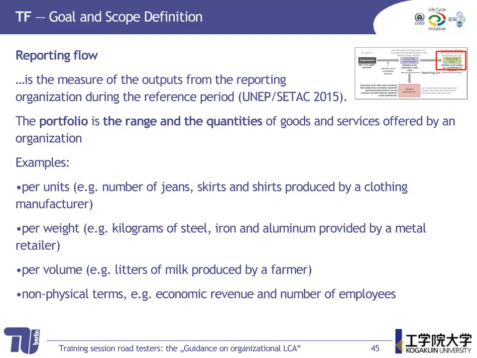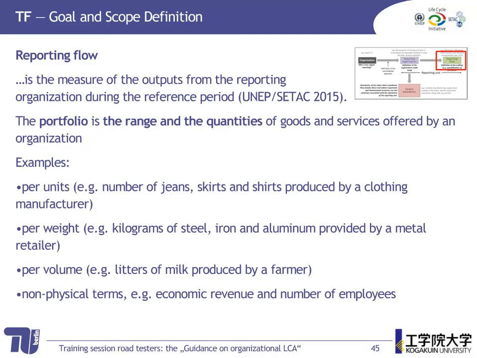Okay. Then, if you remember, in the ISO the reporting unit should be defined, and in the guidance we decide to define the reporting unit by defining the reporting organization and the reporting flow. Now I will define the reporting flow. As I said, it's the measure of the output from the reporting organization during the reference period. And the portfolio is basically the range and the quantities of goods and services offered by an organization. There are several types of ways to define this reporting flow and to quantify this portfolio.